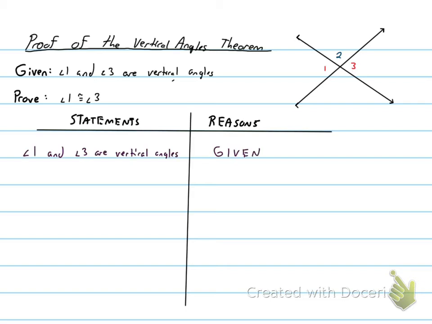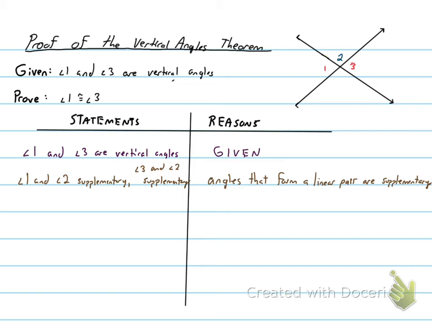Angle 1 and angle 3 are vertical angles. That's our given statement. That's always what we want to start with. And here, just looking at that diagram, angle 1 and angle 2 are supplementary, and angle 2 and angle 3 are supplementary. And the reason for that is that angles that form a linear pair, that form a straight line, are always going to be supplementary.